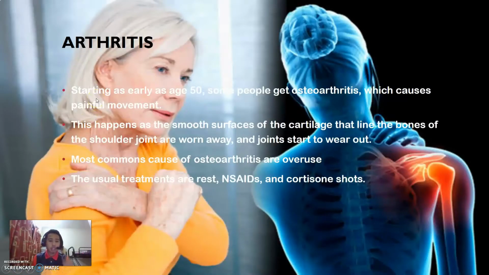The next and the last one is about arthritis. Starting as early as age 50, some people get osteoarthritis, which causes painful movement. This happens as the smooth surface of the cartilage that lines the bones of the shoulder joint is worn away, and the joints start to wear out. The most common cause of osteoarthritis is overuse. The usual treatment is rest, NSAID, and cortisone shot.